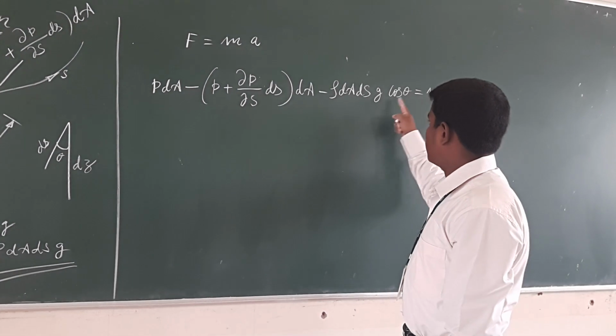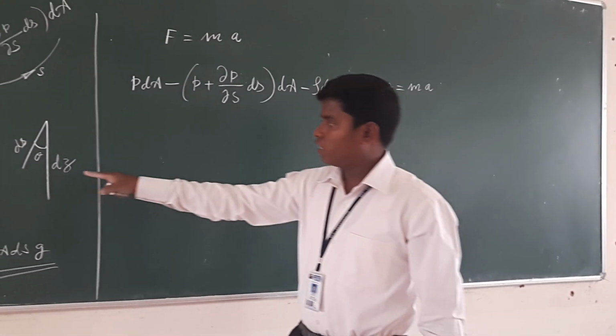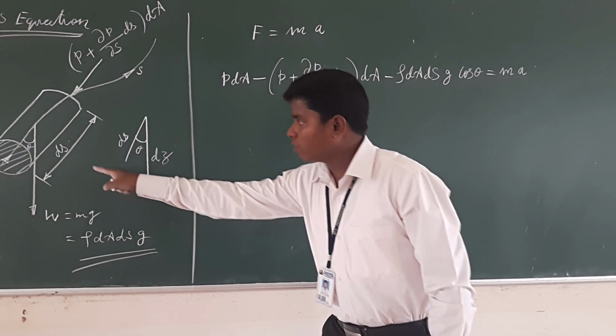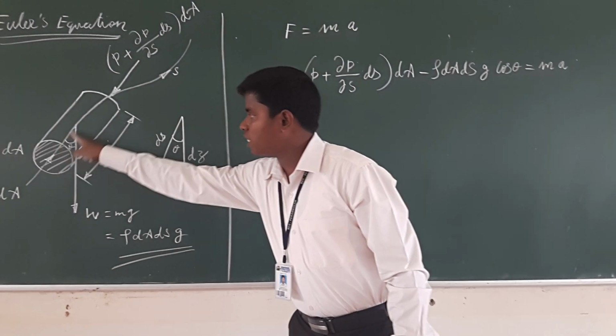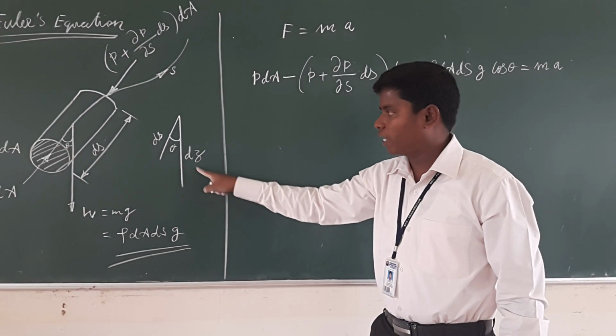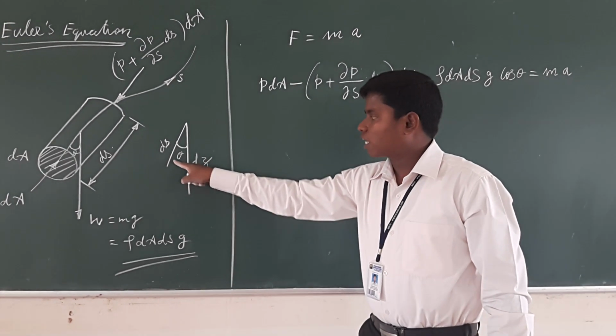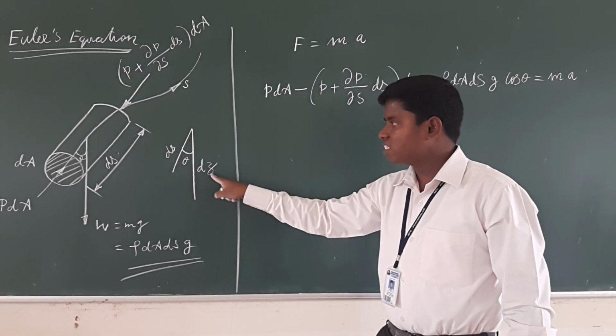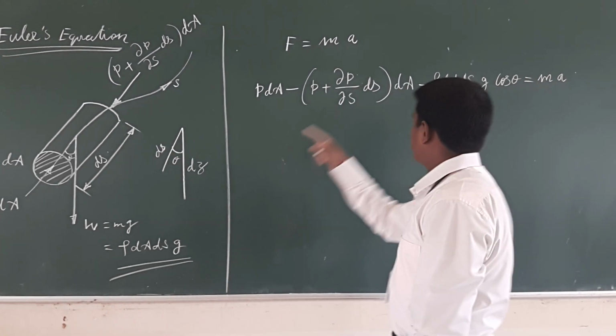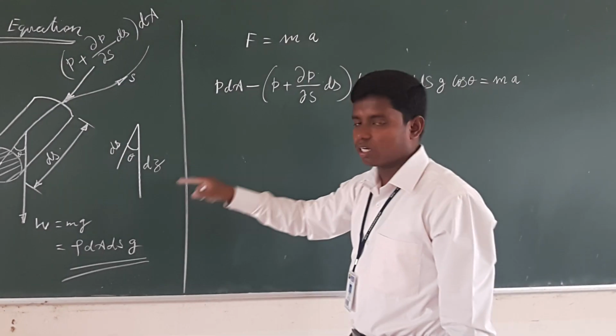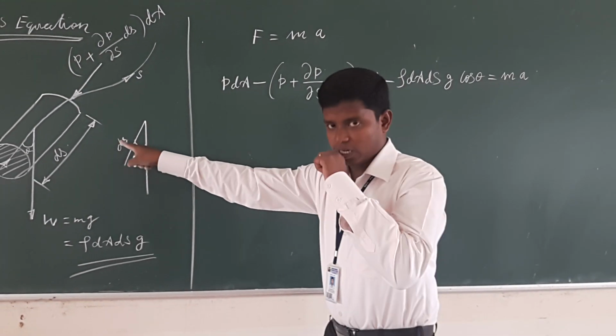We can simply say, if you magnify this portion, this is ds and this is dz, the datum head. From this we can say cos theta is nothing but dz by ds. So I can replace cos theta with the term dz by ds.